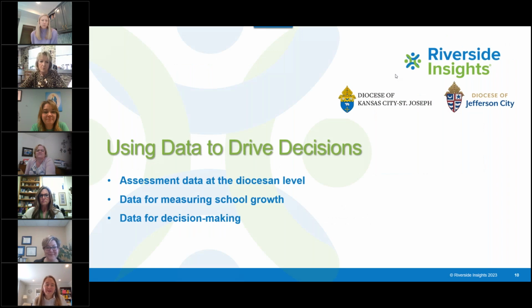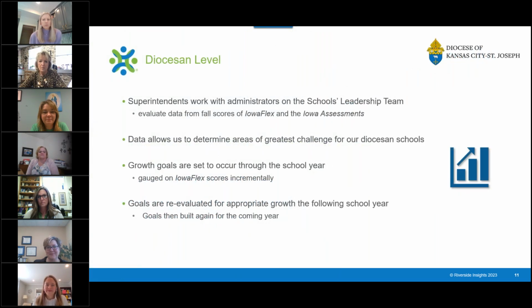So along with that, you've shared a little about the diocesan level, looking at that longitudinal data for spring assessments and fall and winter benchmarking as well. We wanted to focus a little on how it's used for measuring school growth and the important decisions that are made using some of that data as well.